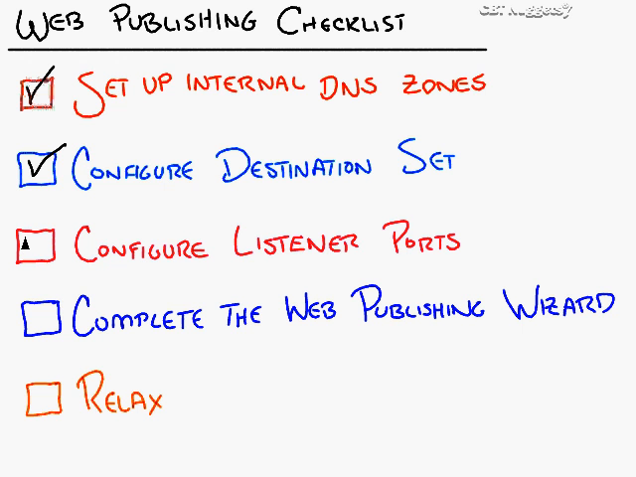Third, configure your listener ports. Now in this nugget, we went through and configured the listener ports for port 80 and even the SSL, and that allows you to listen and respond to certain port numbers on your external interface. Finally, complete the web publishing wizard. This allows you to tie all these pieces together and say, I want this destination set to be reached on this network, and point it exactly to what internal web server they will reach when they access the external interface. Finally, relax. You've got your first web server published to the network, and you're good to go.